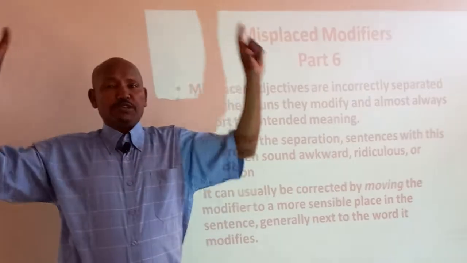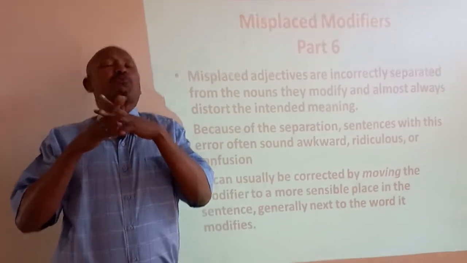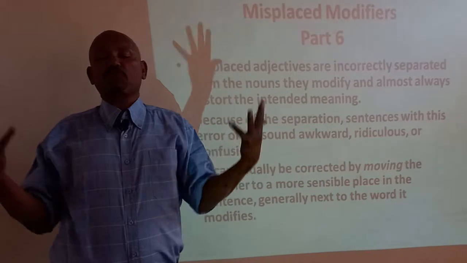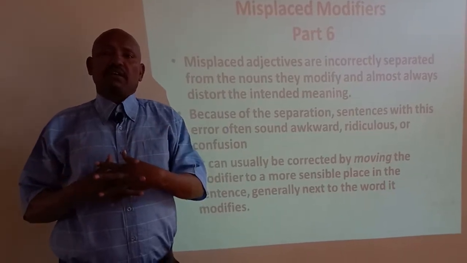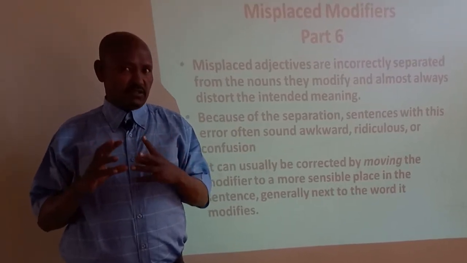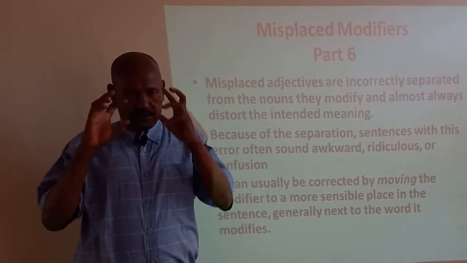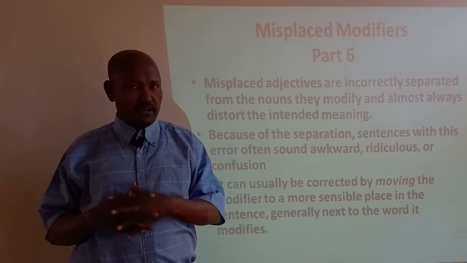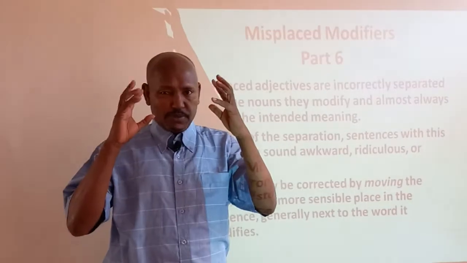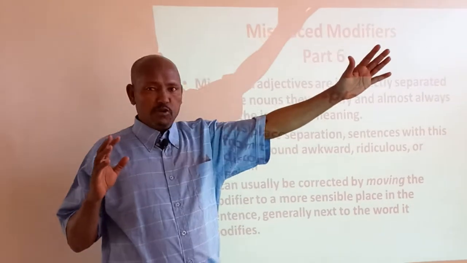If they are misplaced, the meaning is distorted. So we are in confusion to understand the meaning of that sentence because of the misplaced modifier. So this is the total definition of misplaced modifier. It is different from dangling modifier.